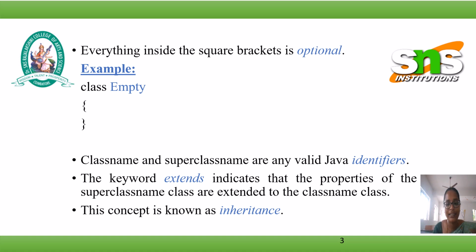If anything is specified inside square brackets, that will be optional. If you want to use it, you can use it, otherwise you cannot. In every class, here I have given an example like class empty. In that class I didn't mention any variables and methods. It's just a simple example for class creation, created with the name empty. Inside the class, we should specify valid identifiers. Without valid identifiers, we can't perform any operations.